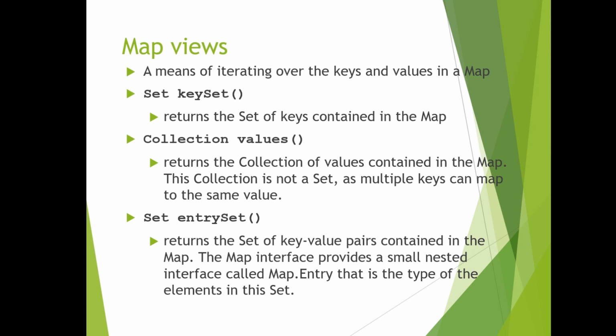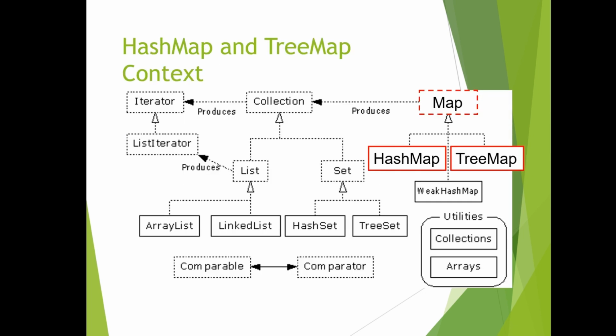Next, the means of iterating over the keys and values in the map. keySet returns the set of keys contained in the map. The values method returns the collection of values contained in the map. This collection is not a set, as multiple keys can map to the same value, so the values are not unique. The entrySet returns the set of key value pairs contained within the map. If you want both key and value pairs, we make use of the entry set.